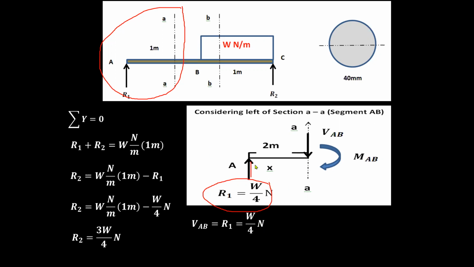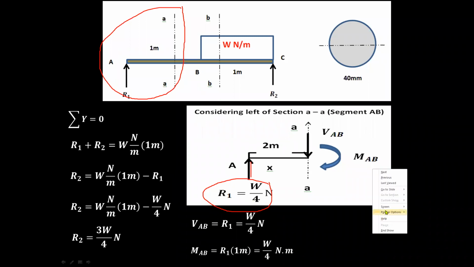After that cross-section, we consider from point A up to the cutting section BB on the left. Okay, by the way, this is the moment. R1 multiplied by 1, so we have W over 4 Newton per meter, because it's only 1 meter. We won't consider 2 meters here. Let us correct that. This is only 1 meter. Take note of that. Okay, let's proceed.